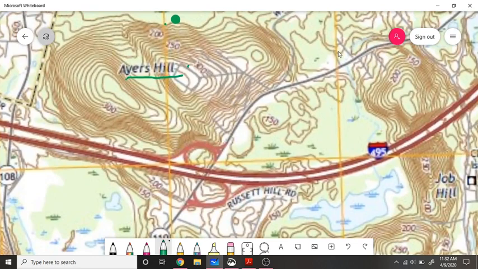Here are the contour lines. That's what all of these brown lines are. And you can see here, the lines are very close together, so that indicates steepness of the hill. These numbers here are elevation.